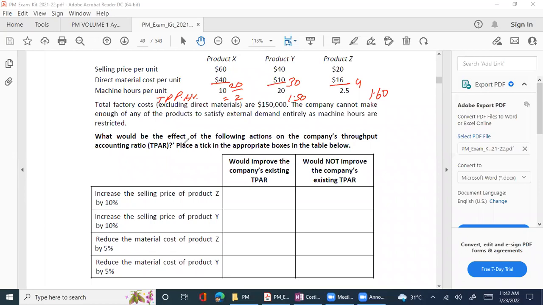As the question said, these products are mutually exclusive. Mutually exclusive means we will be producing only one product. So if we are only producing one product, we will go for the product which is having the highest throughput per hour. So we will be producing X. Now, what will be the effect of changes in the price?